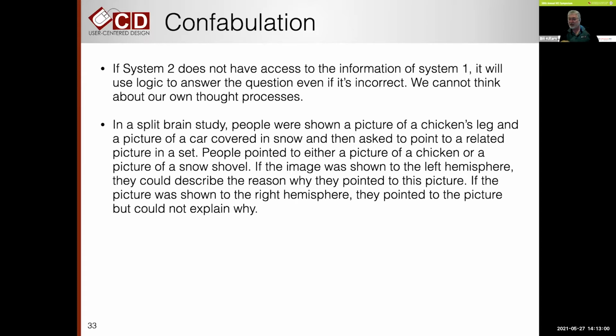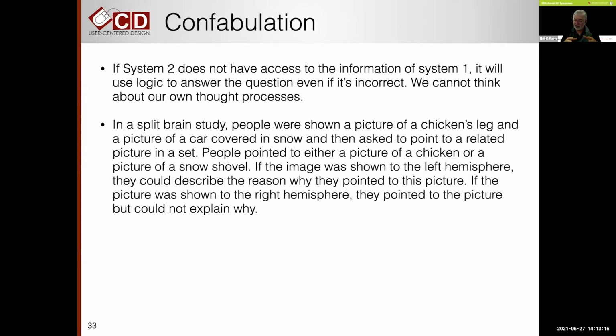And so when they said to them, why are you pointing at a shovel? The person thought for a second, and what they all said was, well, chickens poop and you have to clean the poop up with something, so I'd use a shovel. This is the same nature.